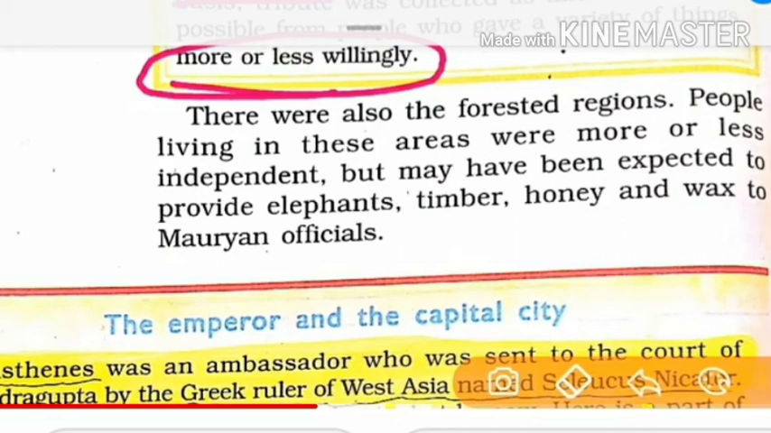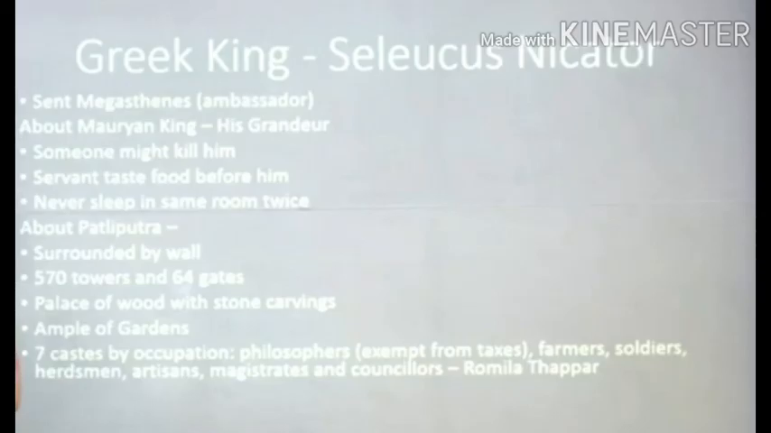Taxes were levied on a compulsory basis, whereas tribute was the amount that was given by people on a willing basis. Whatever they had in abundance, they gave to the heads.